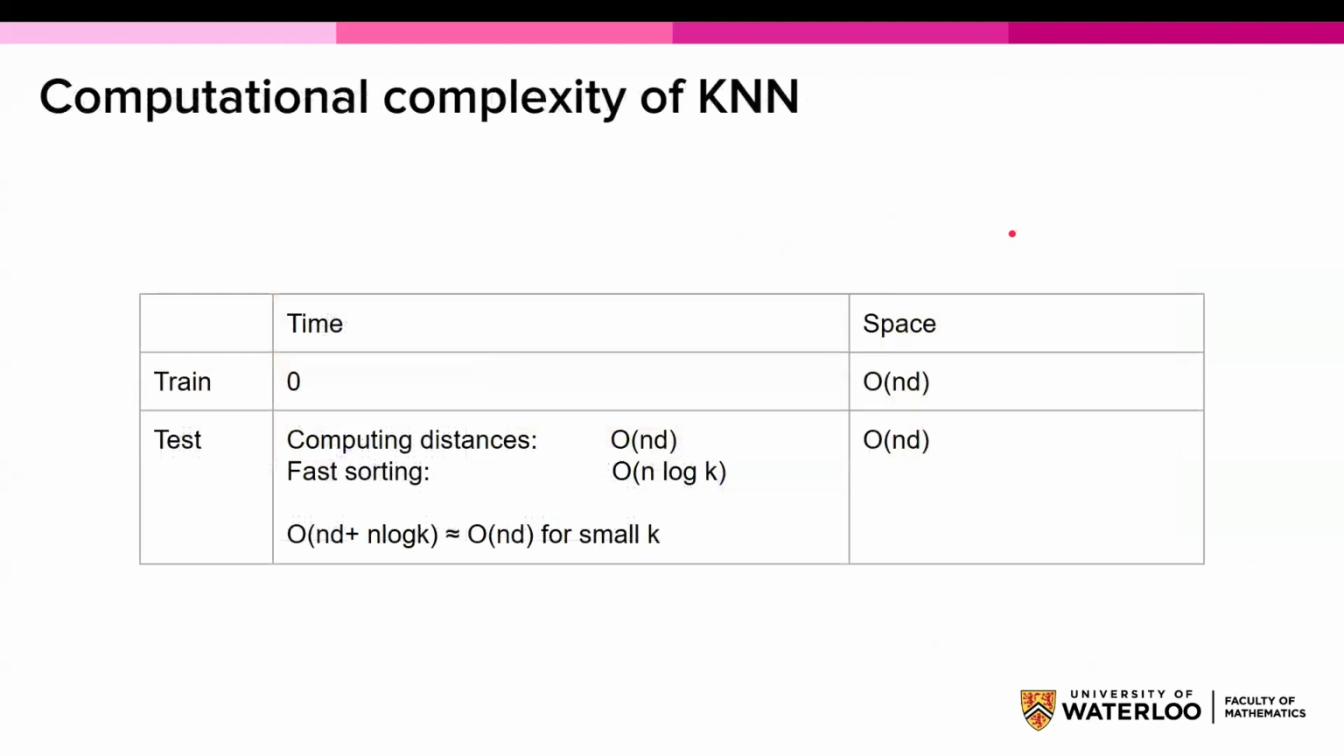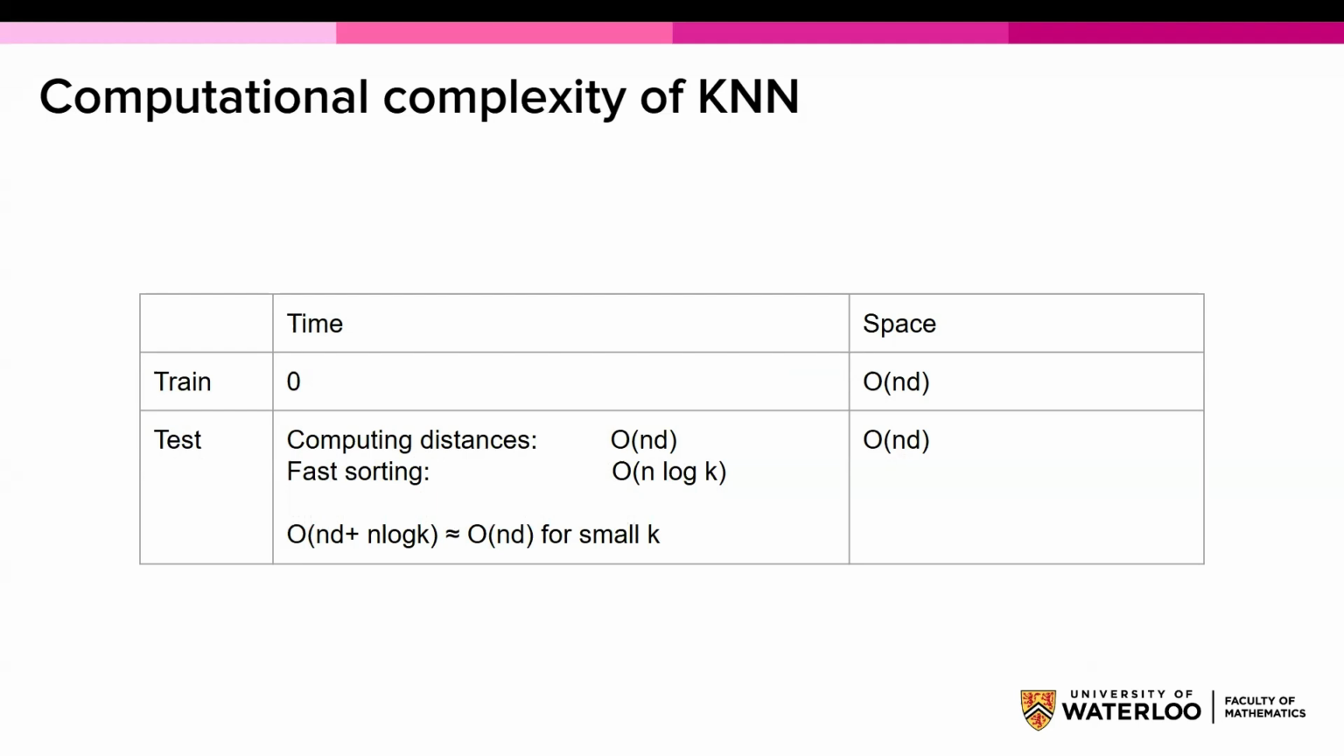All right, so what's the catch? Well, its complexity is less than favorable. There's no real computation involved during the training phase. We simply store all the data in memory. As shown in the table, the time complexity for training is 0. However, the space complexity scales with ND, so it's linear with both the number of samples N and number of features D. So this is a huge drawback of KNN.